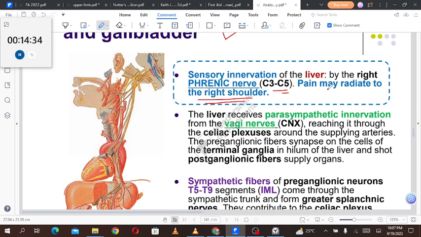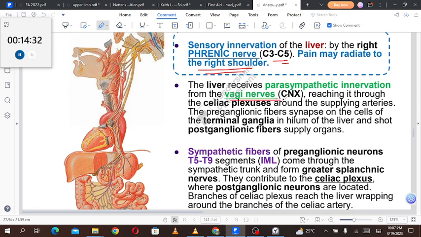The liver receives the parasympathetic innervation from the vagus nerve, C and 10, reaching it through the celiac plexuses around the supplying arteries. The preganglionic fibers synapse on the cells of the terminal ganglia in the hilum of the liver, and short postganglionic fibers supply the organs. The nerves reach it through the celiac plexus around the supplying arteries, which is basically the celiac trunk. So the fibers will come along the celiac artery, and they will be supplying that.